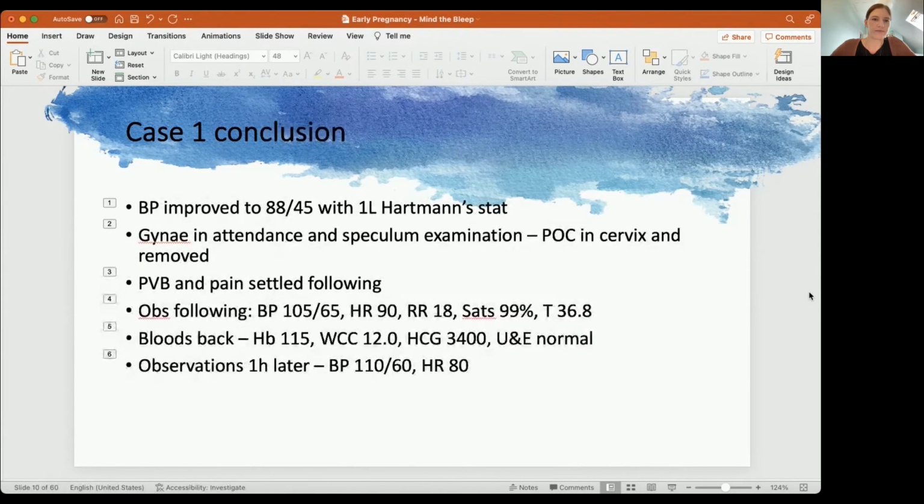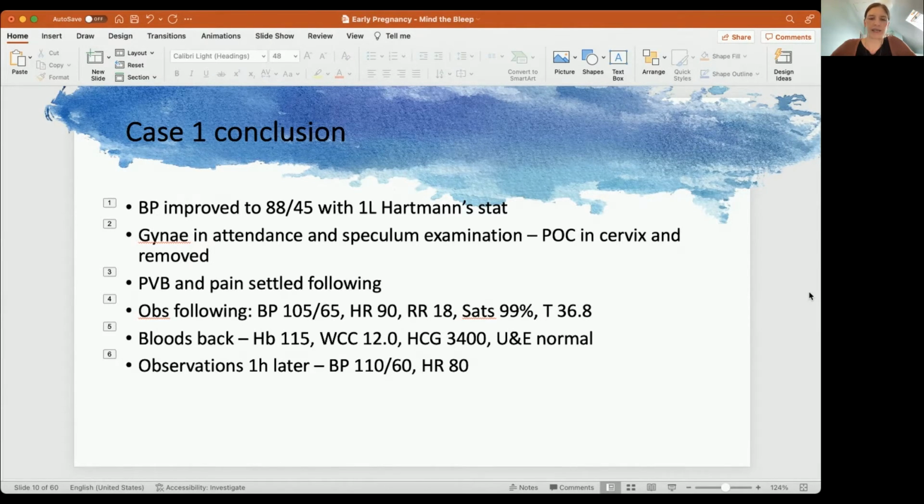So yeah, she had some fluids. Gynae came straight away. We did a speculum. The products were in the cervix, and they came out when we removed them with sponge forceps. Following that, her pain and bleeding stopped almost immediately, and our observations were okay.